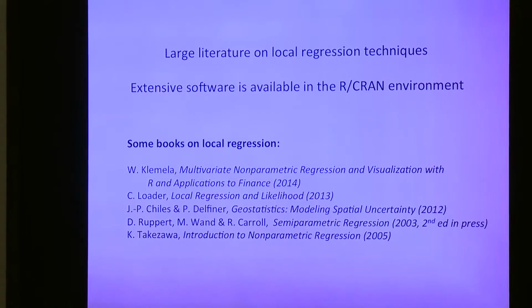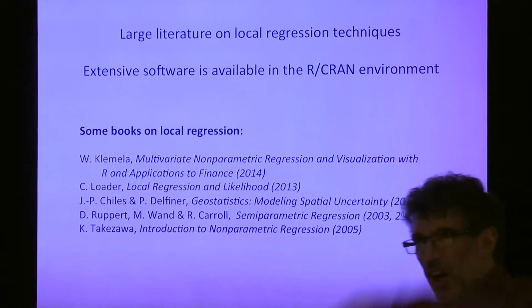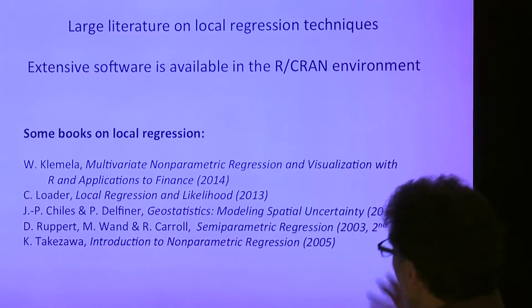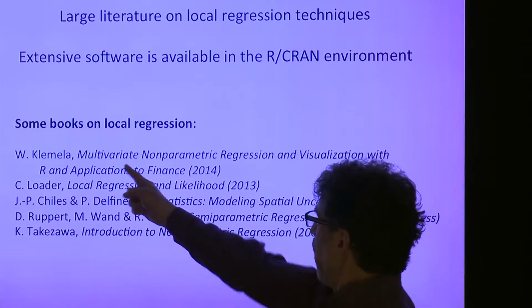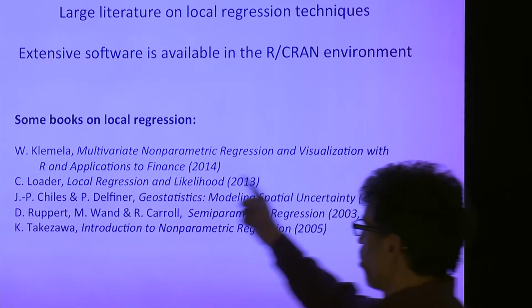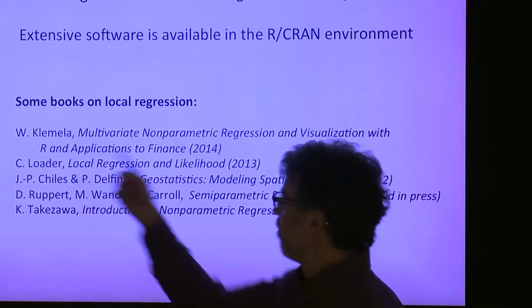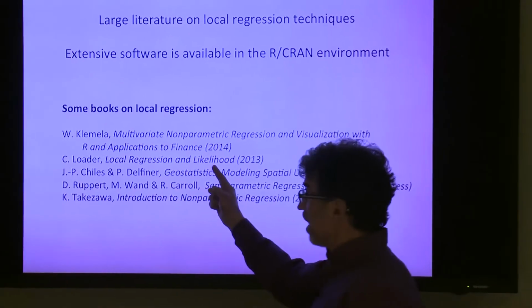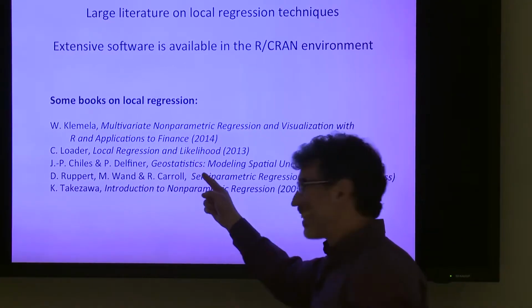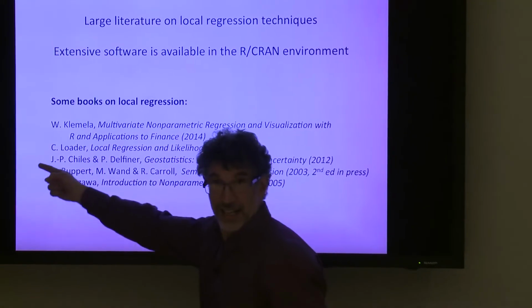So there's a large literature on this. There's a huge literature, forget about even the old literature on splines. In the last few years, we have multivariate non-parametric regressions and visualizations with R by a finance person. Local regressions and likelihood, a little more theory, a little more statistical theory by a statistician.